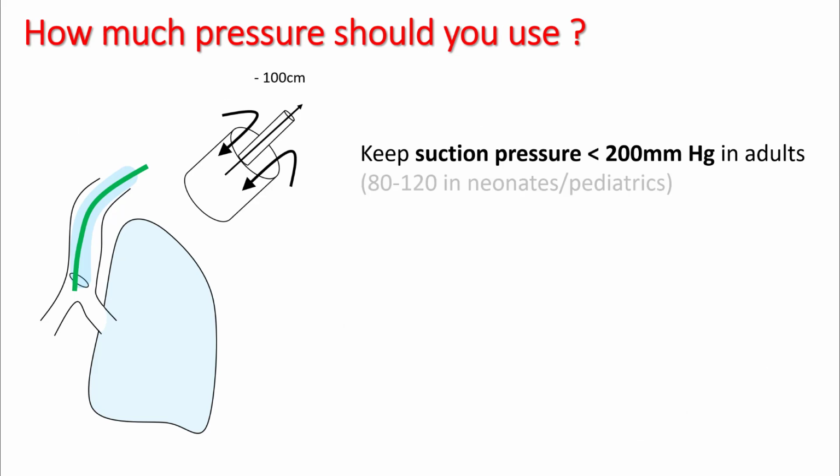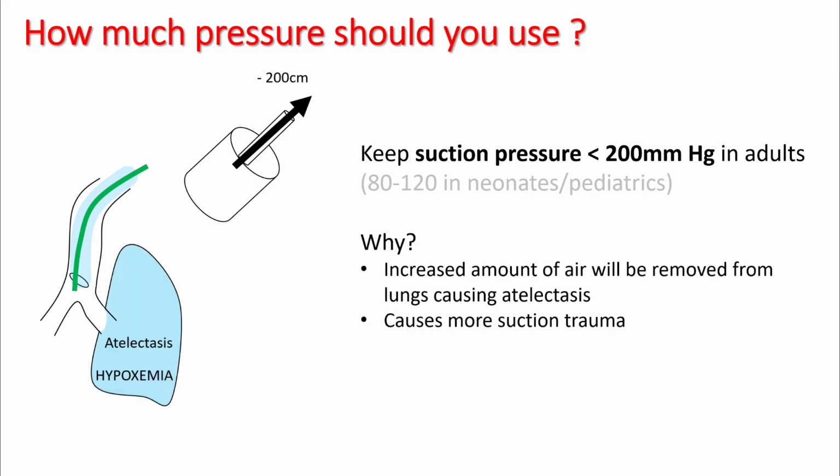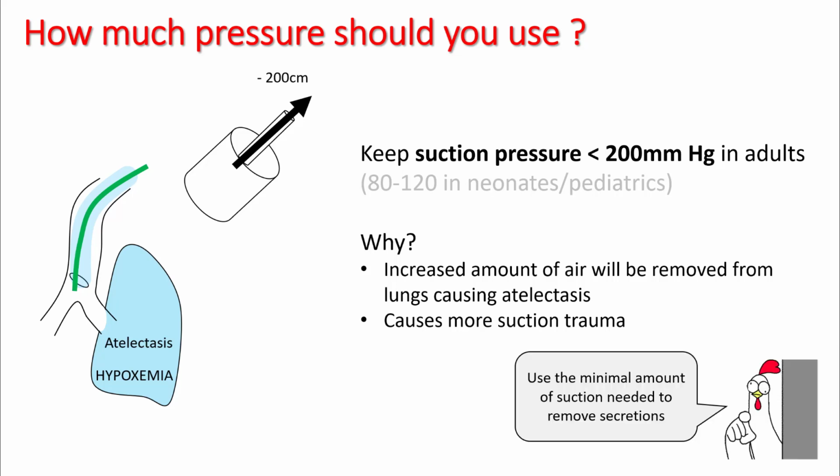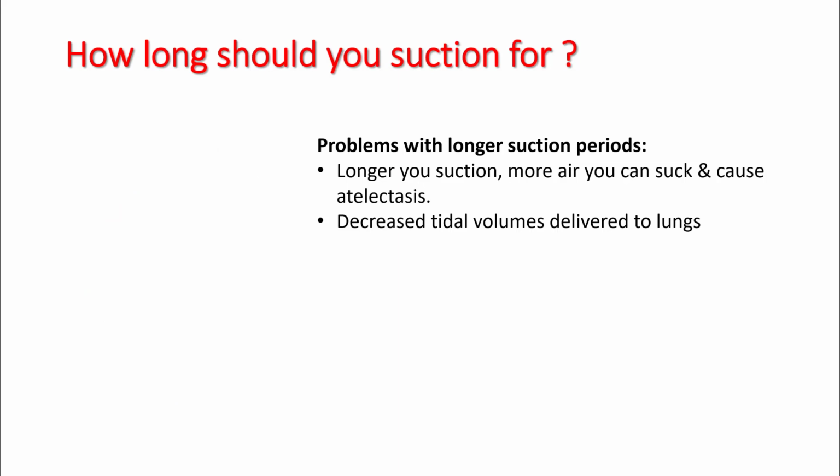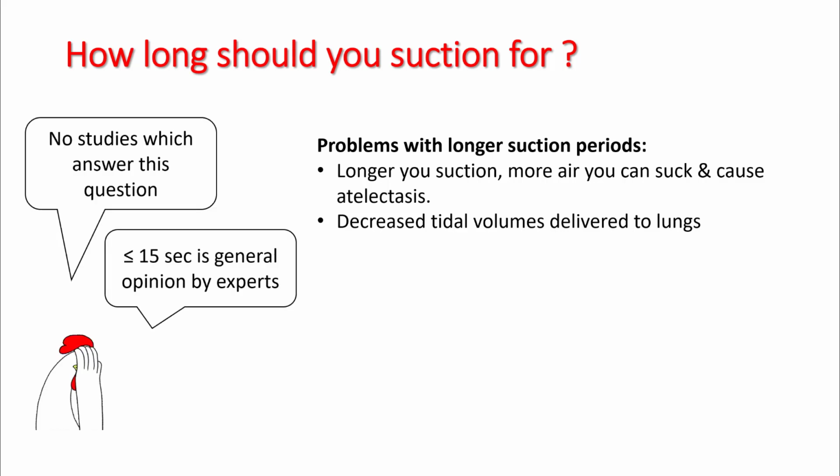Make sure that you keep your suction pressure less than 200 millimeters of mercury in adults. Using higher pressure will result in a higher amount of air removed from the lungs and can cause more suction trauma. So use the minimal amount of suction needed to remove secretions. A longer suction period will result in more air removal from the lungs and decreased tidal volumes. However, nobody knows how long the ideal suctioning time should be. However, less than 15 seconds is generally accepted by most experts.